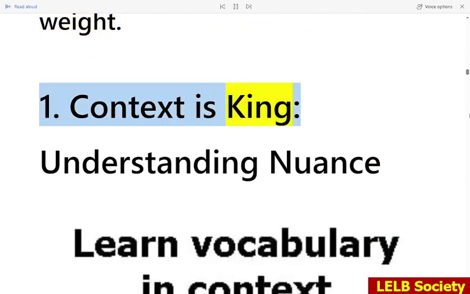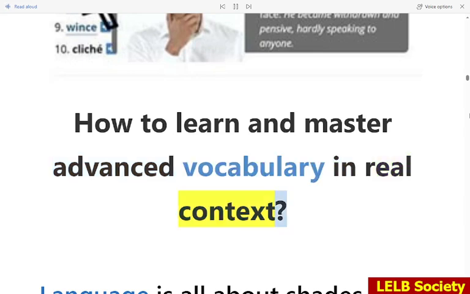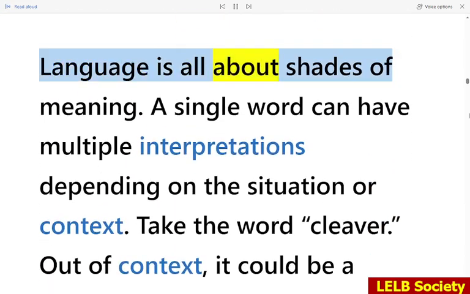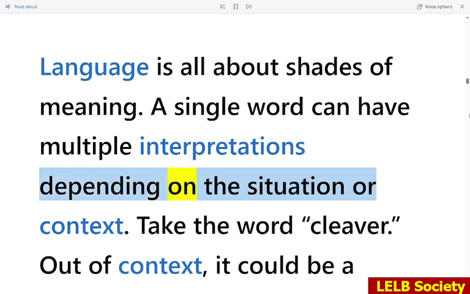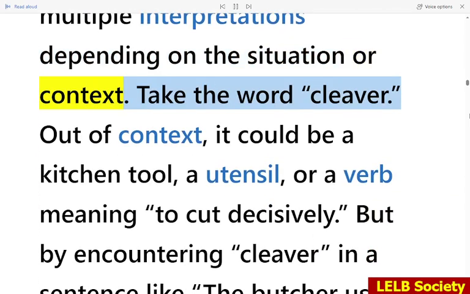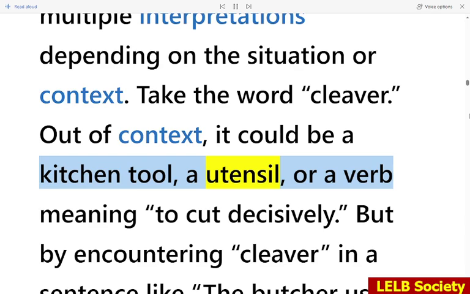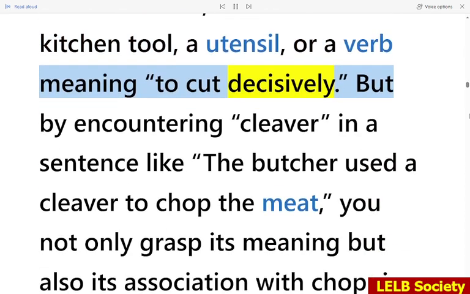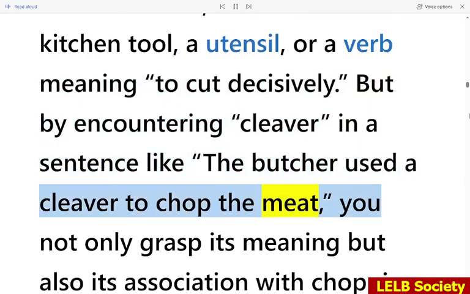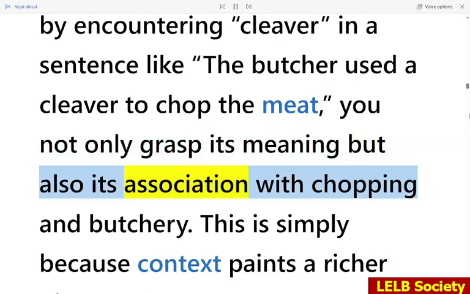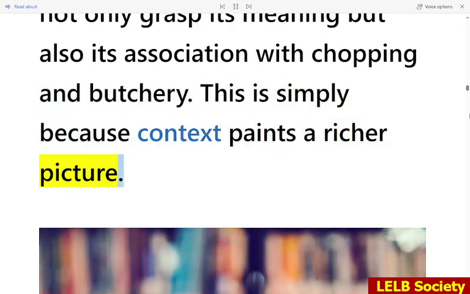1. Context is king, understanding nuance. How to learn and master advanced vocabulary in real context. Language is all about shades of meaning. A single word can have multiple interpretations depending on the situation or context. Take the word cleaver. Out of context, it could be a kitchen tool, a utensil, or a verb meaning to cut decisively. But by encountering cleaver in a sentence like "the butcher used a cleaver to chop the meat," you not only grasp its meaning but also its association with chopping and butchery. This is simply because context paints a richer picture.